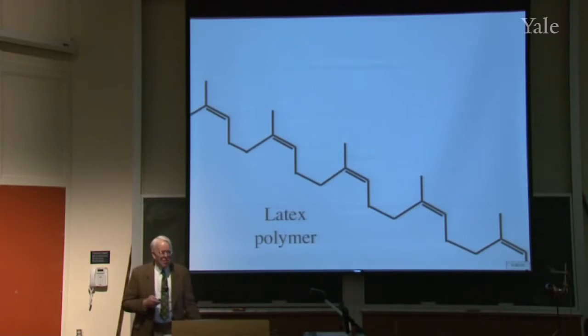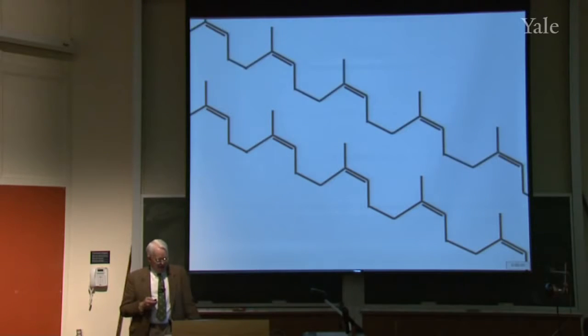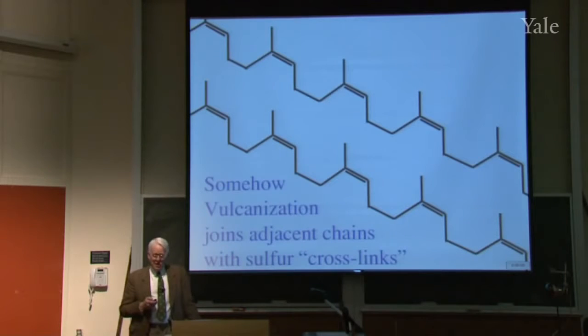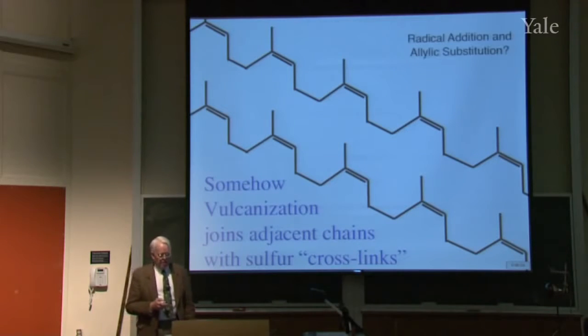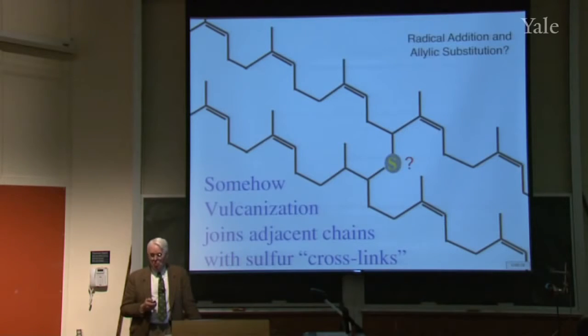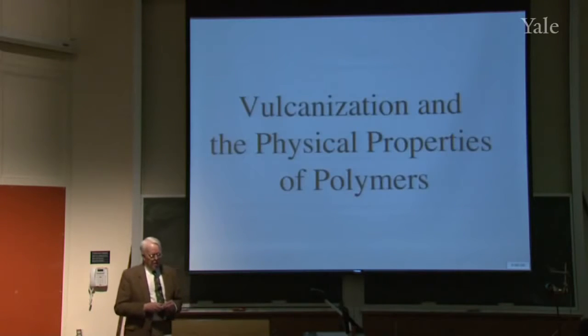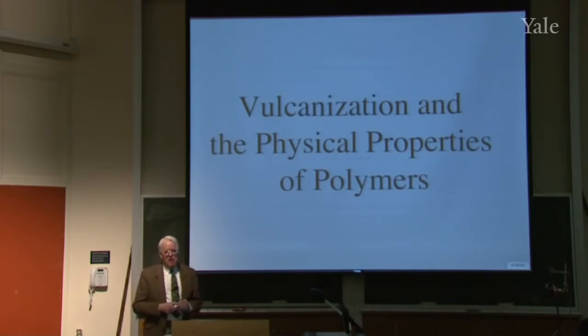So anyhow, latex is this polymer. What do you do when you heat it with sulfur? Well, you have several chains next to one another, and no one knows exactly how it works, but somehow it joins adjacent chains with sulfur to make cross links between these polymer chains. So probably there are radical addition reactions to double bonds, radical allylic substitutions. So you get maybe this allylic radical which attacks the sulfur, and then that adds to the other double bond, something like this. But anyhow, it makes cross links in the chains. So how does that affect the physical properties of the polymers?